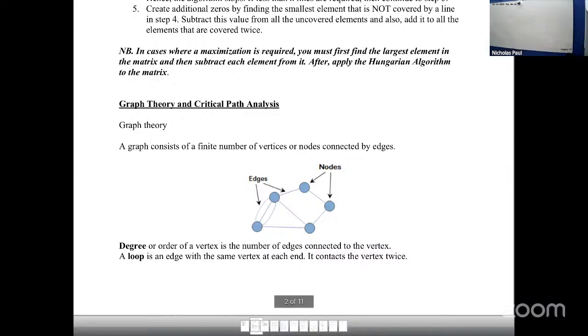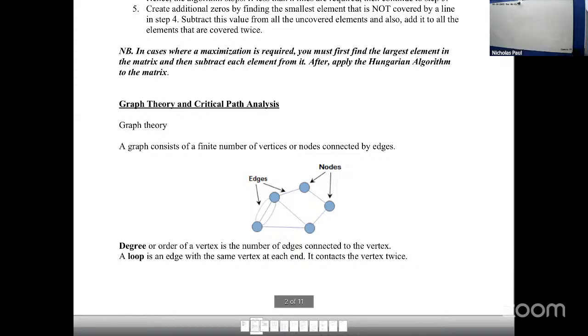So let's take, for example, this node. This node has two edges connected next to it, right? On the other hand, this node here has 1, 2, 3, 4, 5 edges connected to it. Okay?